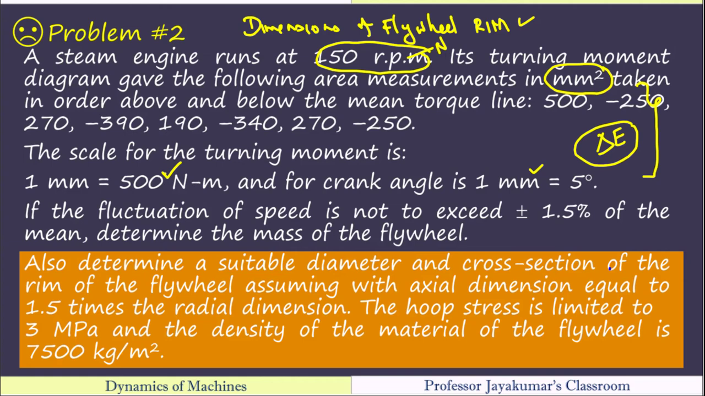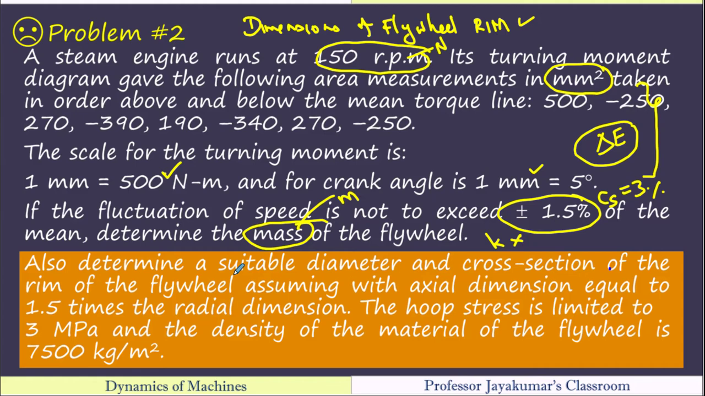The fluctuation of speed is given plus or minus 1.5%. So total fluctuation is 3%. So we need to determine the mass of the flywheel. Here K is not given. Radius of gyration is not given in this problem. Okay. Next.